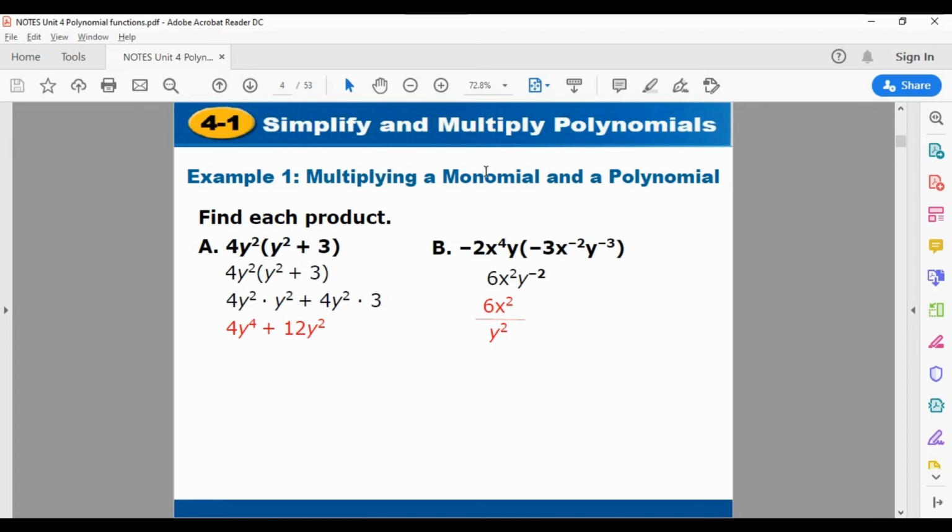When we're multiplying a monomial and a polynomial, that is just distribution, as you can see in examples A and B. We're just multiplying each one. This is 4y squared times the y squared, and then 4y squared times the 3, and then you're going to simplify where you can.